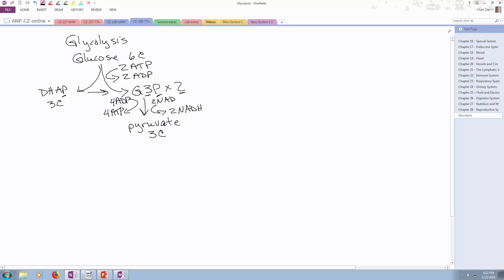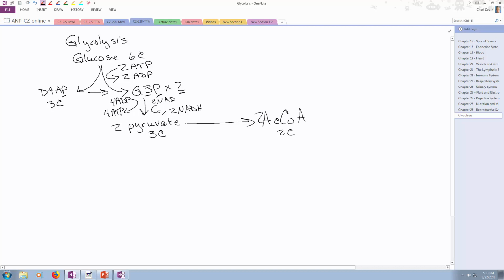Then with our pyruvates, we end up with how many pyruvates from 1 glucose? 2. So let's put 2 here so we don't forget that. And from pyruvates, we're going to go into the intermediate step, and we want to make acetyl-CoA. So pyruvates will then help us to make acetyl-CoA, which is a 2-carbon molecule, and we'll get 2 of them, correct? So let's put 2 there.